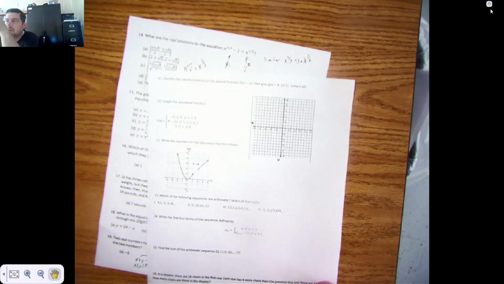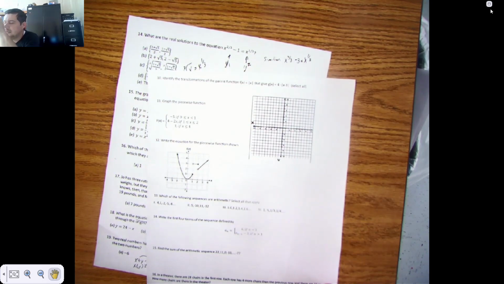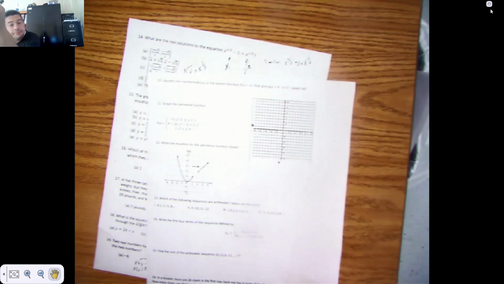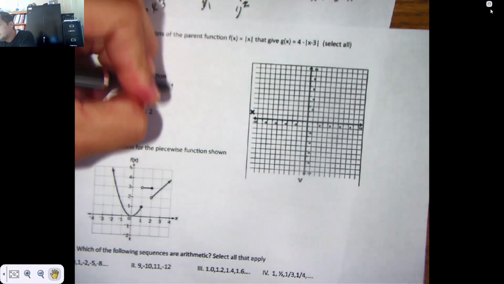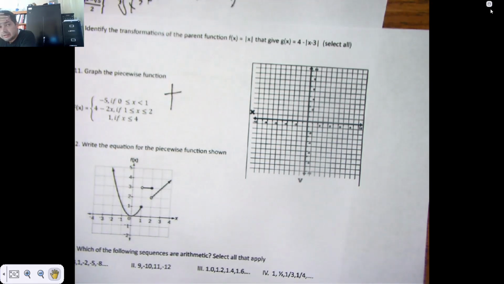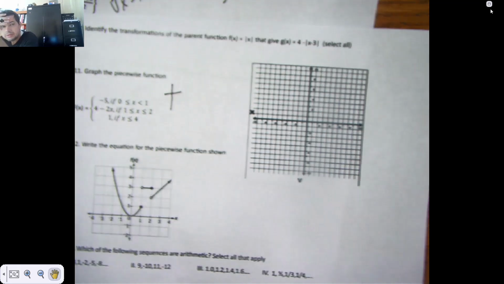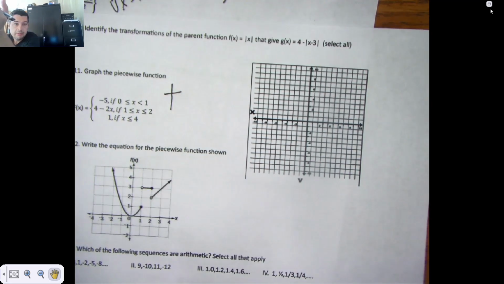So yesterday, before I left, I got through 10. Start over on 11. You're supposed to graph this piecewise function. It's not a hard one. I mean, the idea is you make tables. That's the idea. I didn't put anything on here too bad. I don't think I did anyways.